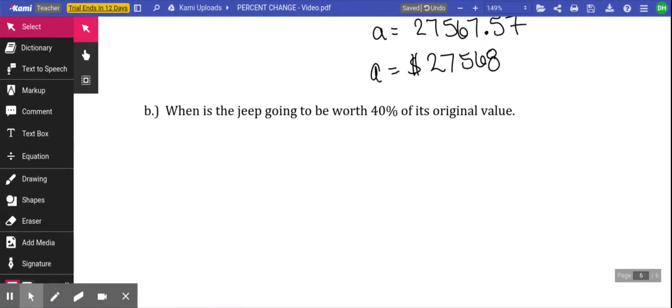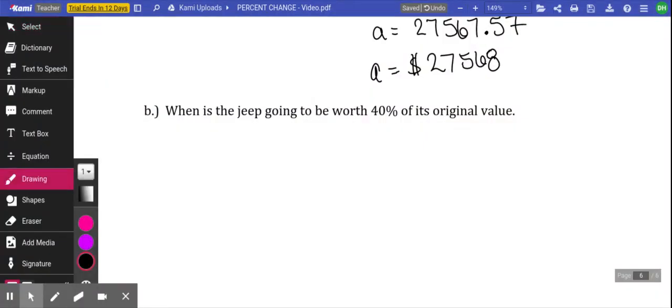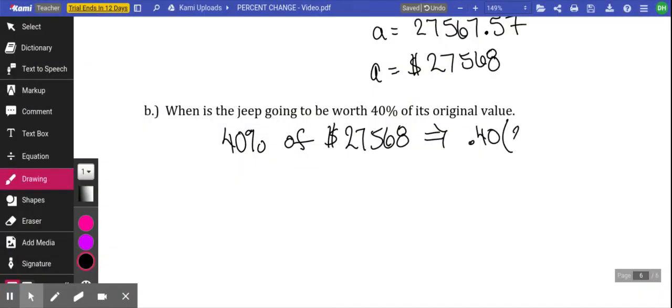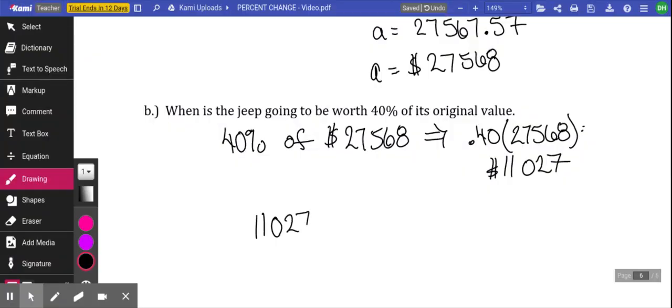When is the Jeep going to be worth 40% of its original cost? So 40% of 27,568 is going to be 0.4 times that original value. Okay, so let's go times 0.4. So I got about $11,027. So in other words, another way to think of this question is, when is the Jeep going to be worth $11,027? So let's substitute that for our output or our Y value.